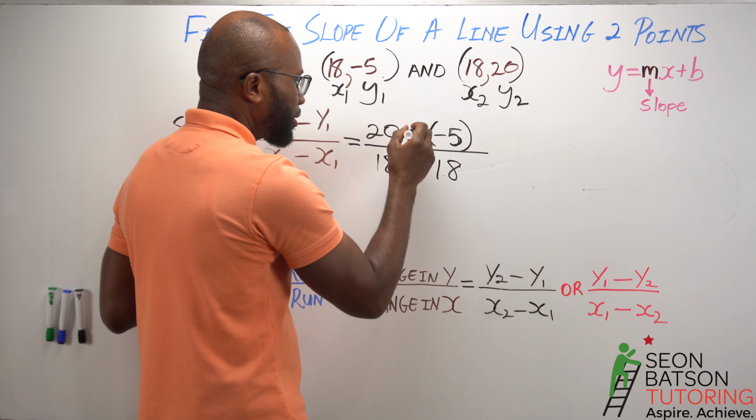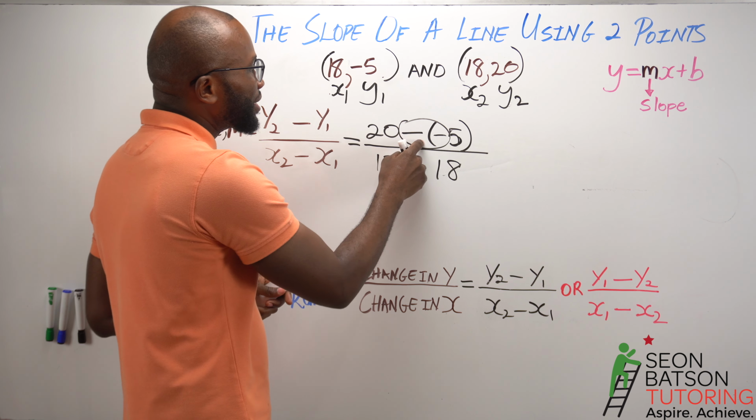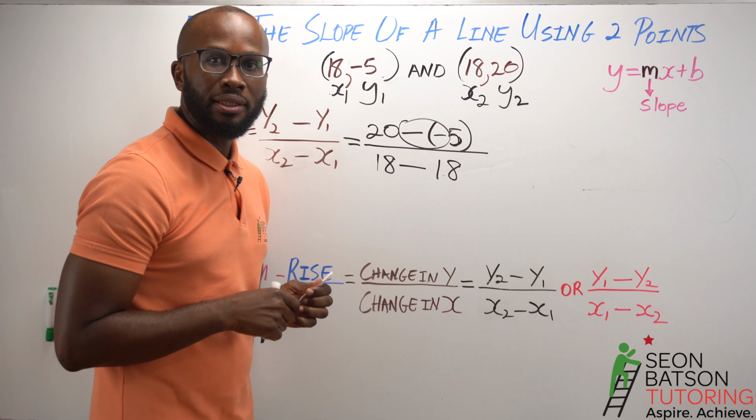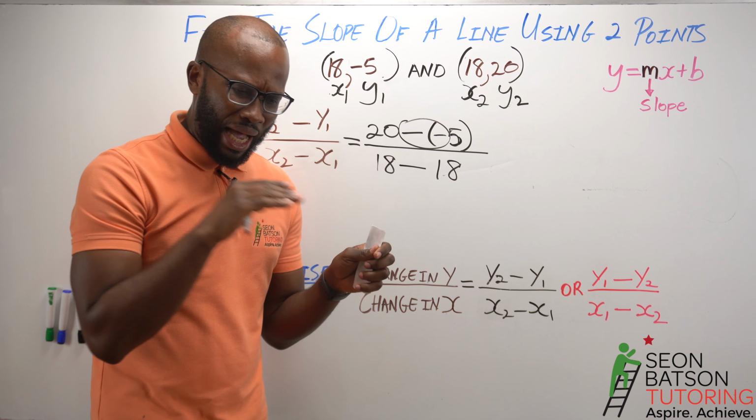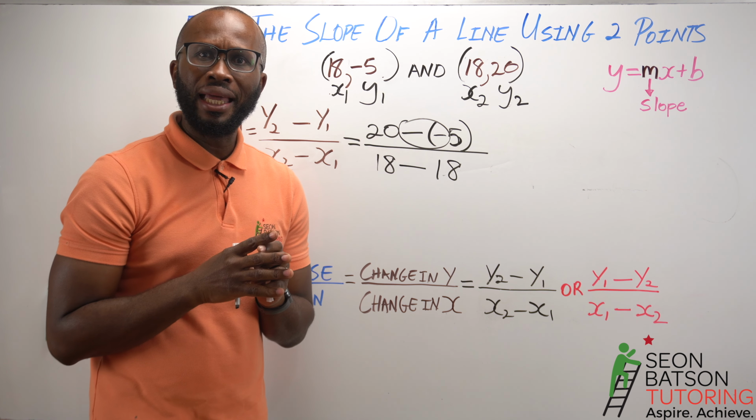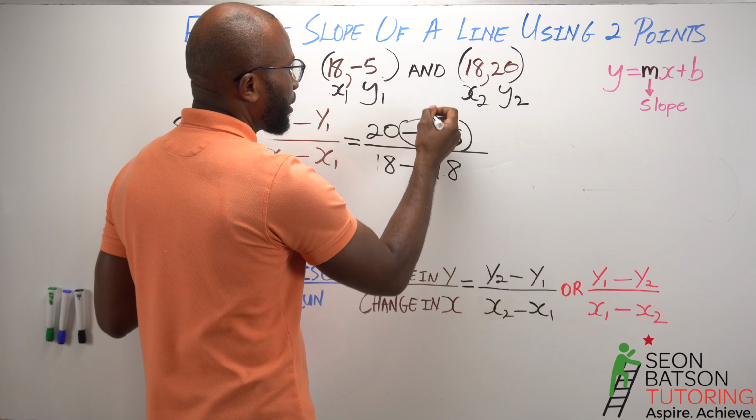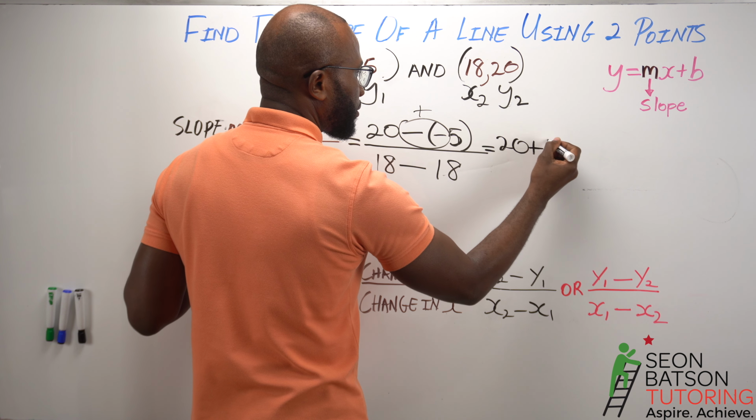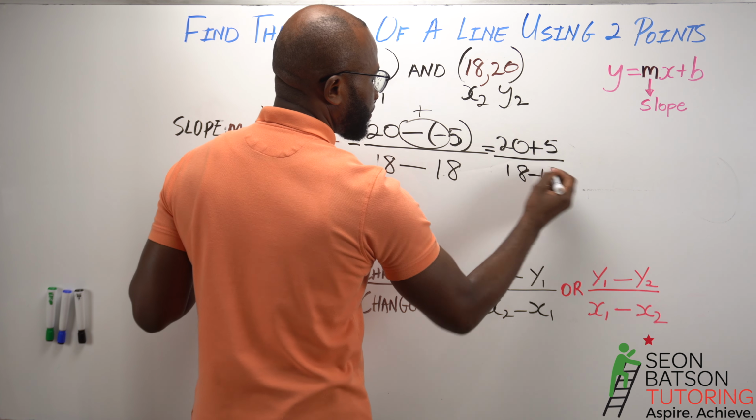Again, in the numerator, we have 2 signs that are next to each other. And whenever there are 2 signs next to each other, we can combine them. Never forget that whenever you're adding and subtracting integers and there are 2 signs next to each other, we can combine them. Yes? If we combine a negative and a negative, we will get a positive. So we can rewrite the formula as 20 plus 5 divided by 18 minus 18.